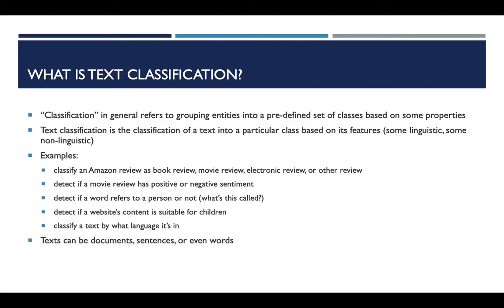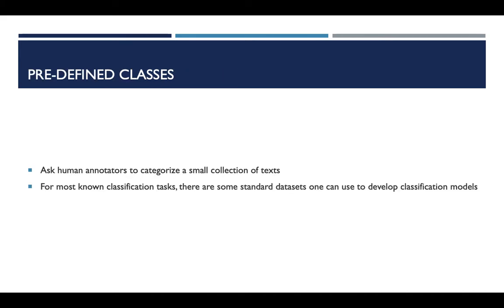Some different examples. And we'll keep in mind that these texts that we're talking about, text classification, these can be documents, sentences, or even at the word level, depending on what your purpose is. So a little bit more about these classes, these predefined classes. We might ask a human annotator to categorize a small collection of these texts to figure out what the classes are. And a lot of times for many known classification tasks like movie sentiment reviews, spam ham filtering, these types of things, we have some predefined classes that we can use to develop these classification models.